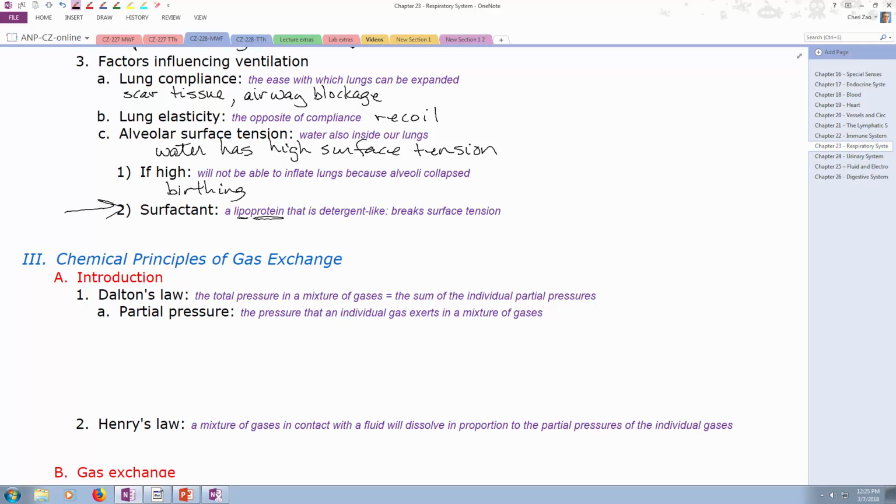So surfactant is a problem with preemies. If they have not had their lungs mature enough to where the type 2 cells have produced enough surfactant in that little water environment, when they start to put air in, they have no detergent-like material, they just have water in there and their airways will collapse. And so how do we treat preemies that don't have enough surfactant?